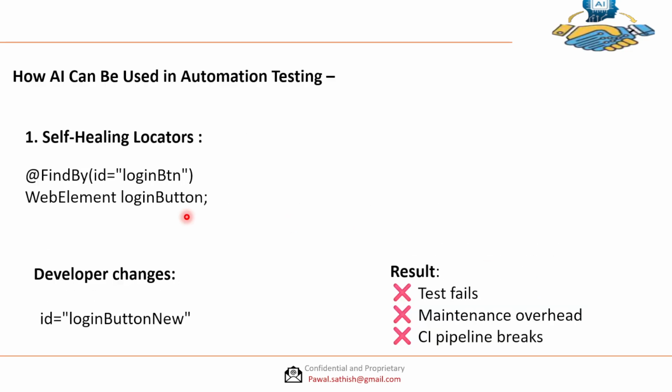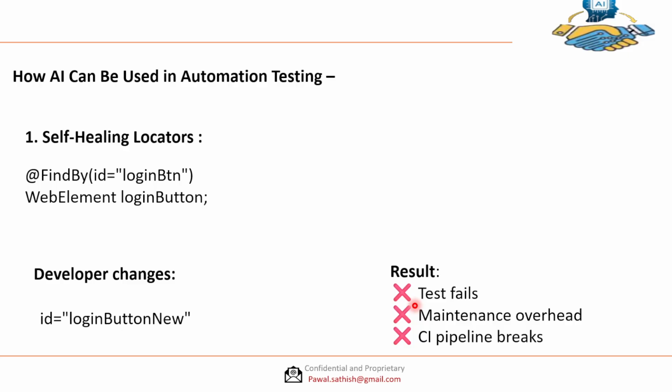Now what is meant by self-healing locators? As we all know, when we are executing a test script, in case the dev team changes the ID or name or XPath, our automation script starts failing. For example, earlier for the login button, the ID was login button. But in the next release, or because of a defect fix, the developer changes the ID to login button new, and when we execute the same script, either in our regression or smoke suite, it fails.